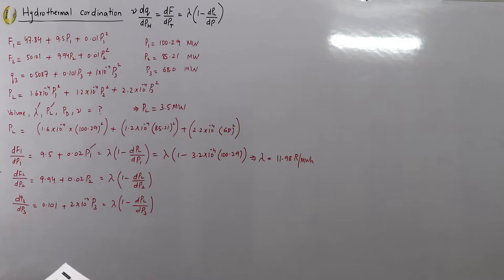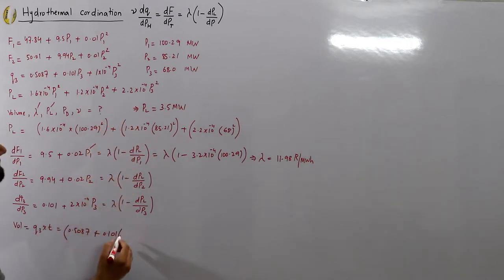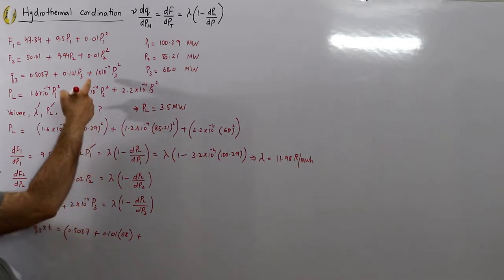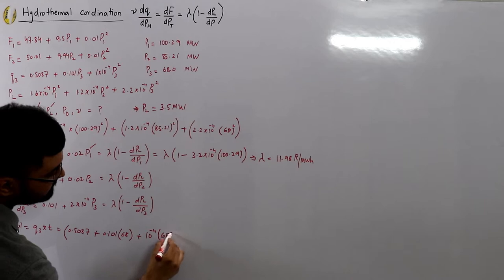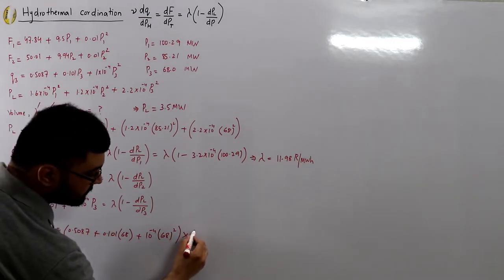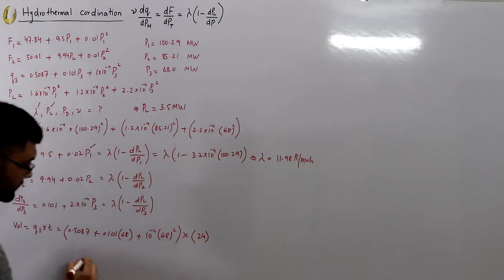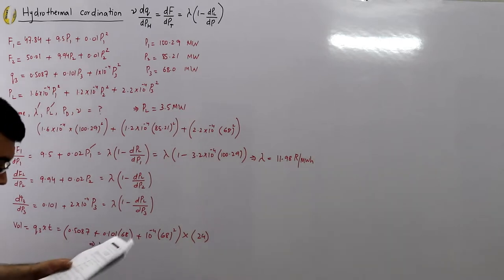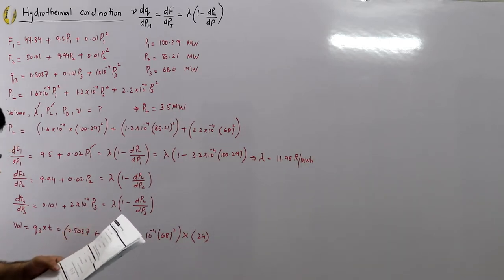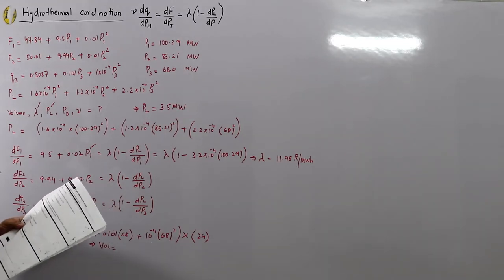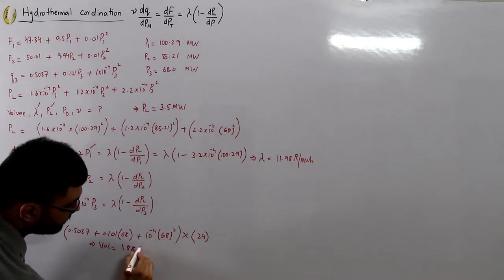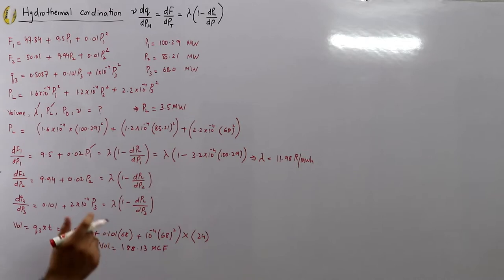Similarly, then you need the volume. So for volume, what do you need to do? You need to multiply the discharge with time. So volume is basically the discharge multiplied with time. So the discharge would come out to be 0.5087 plus 0.101 P3. P3 is given, which is 68. And then you have plus 1 into 10 to the power negative 4 p3 squared. So 68 whole squared. And multiply it with the time. So this is for the discharge. And then the time is for the 24 hours duration. So this implies that the volume for the 24 hours duration would come out to be 188.13 million cubic feet.